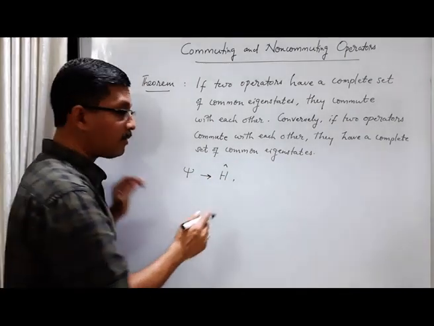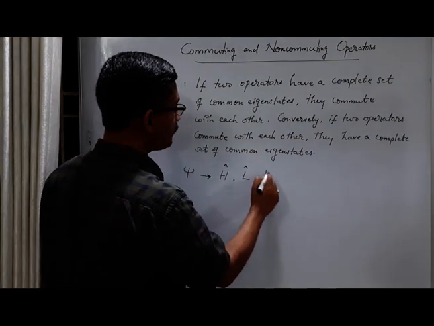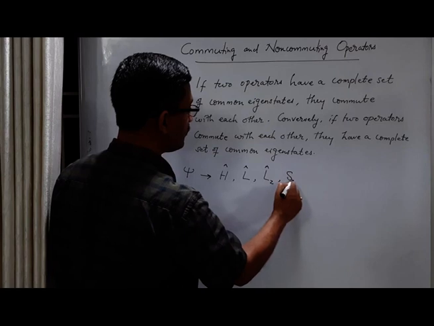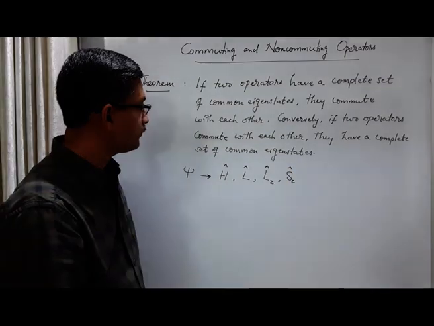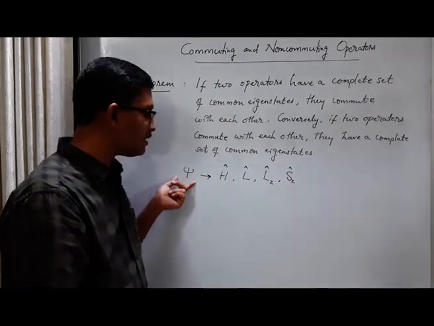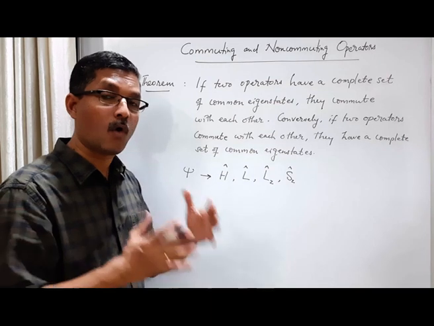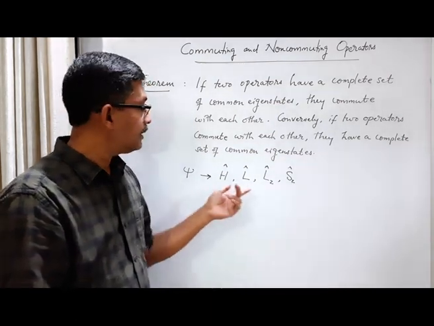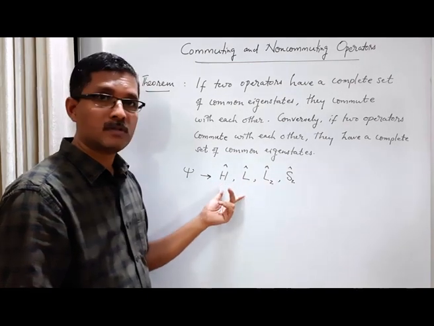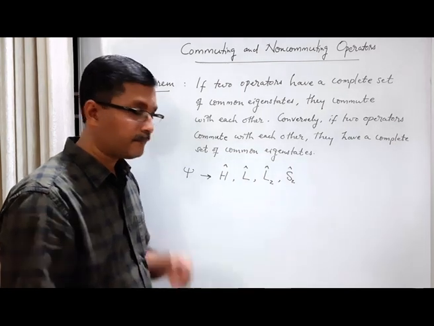They are also common eigenstates of the angular momentum operator, the z component of angular momentum operator, and the z component of spin angular momentum operator. So these stationary states of hydrogen atom are common eigenstates. They form a complete set of common eigenstates for all these four operators. These four operators commute with each other pairwise.